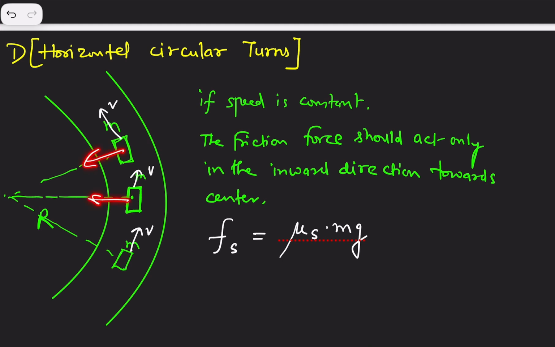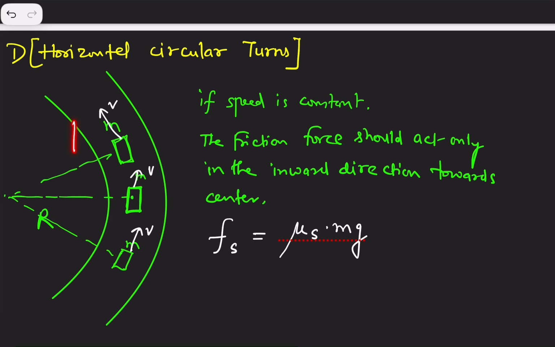I hope you're getting my point, guys. If you are increasing the speed during the turning, then what is going to happen is that friction will be needed in the forward direction also, to help you accelerate the car. In that case, the friction available towards the center will automatically get reduced.